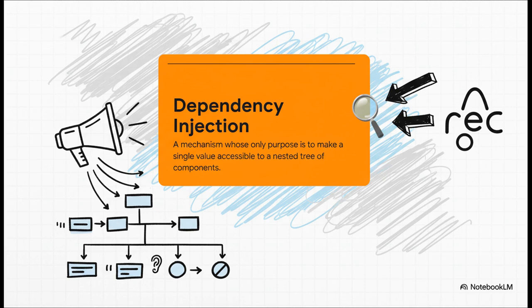Now, that sounds complicated, but the idea is simple. Context's main job is to broadcast a value, any value, down to a tree of components below it. Think of it like a loudspeaker. It just makes that information available to any component in that part of the tree that wants to listen in without you having to manually pass it down everywhere.